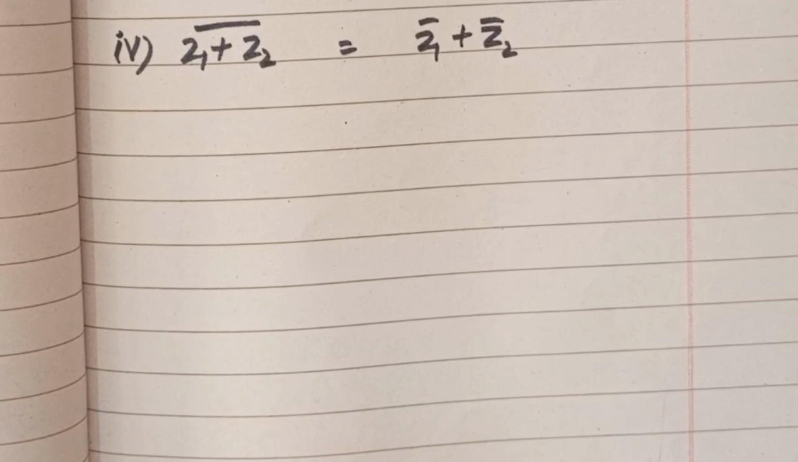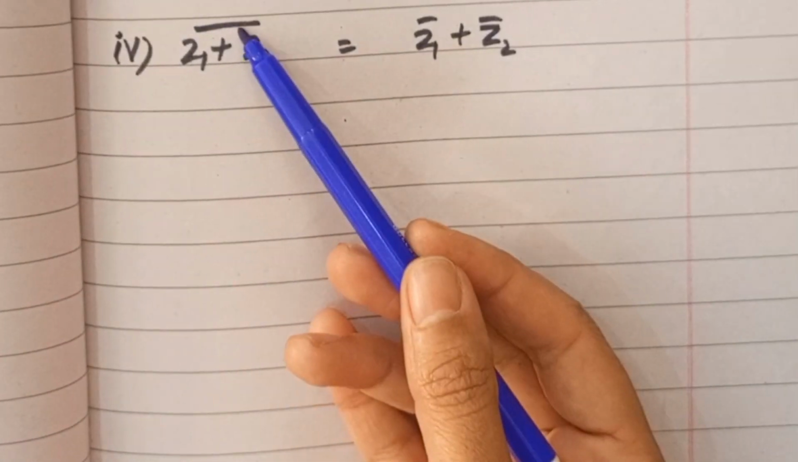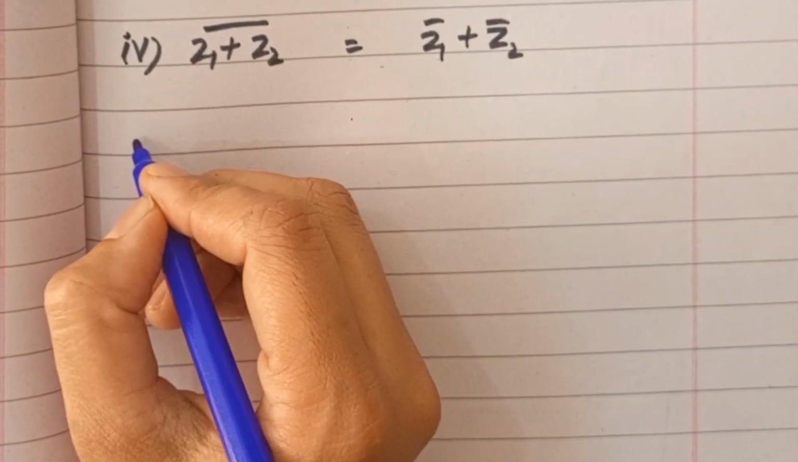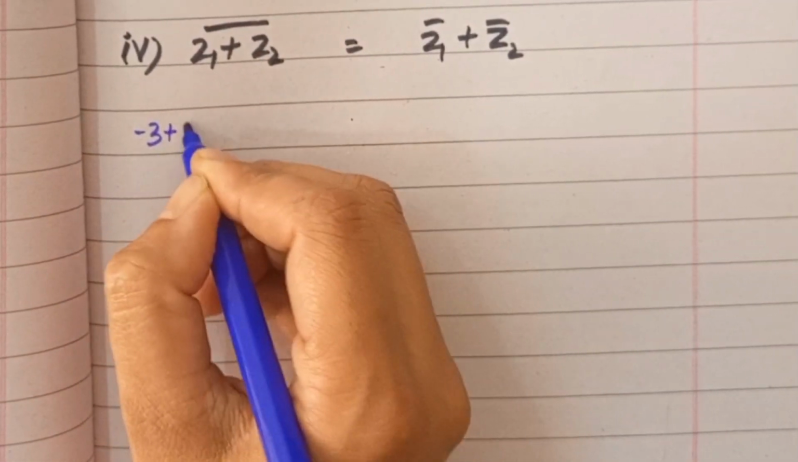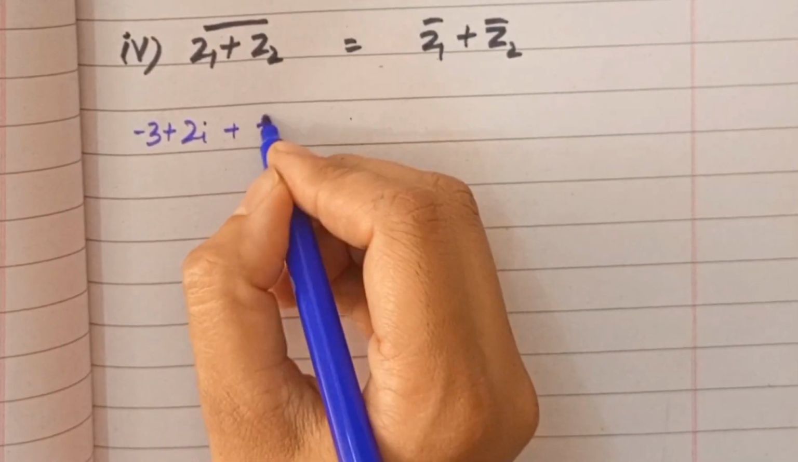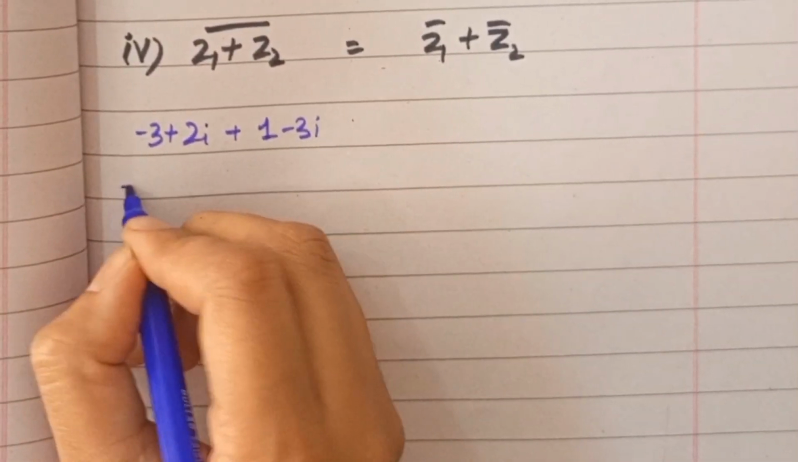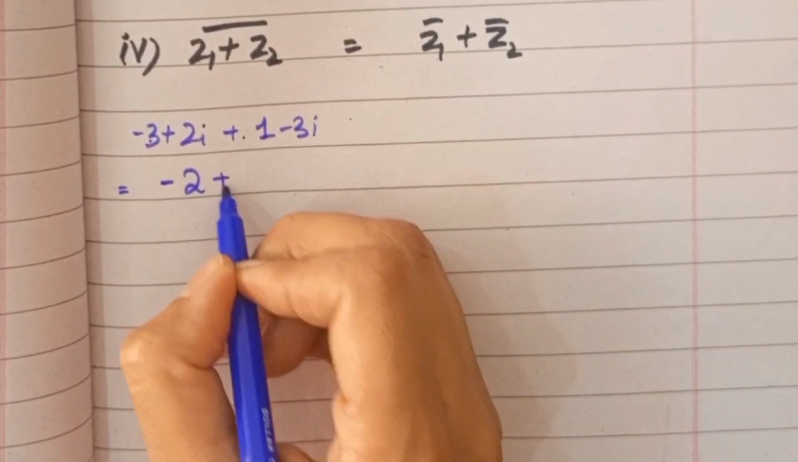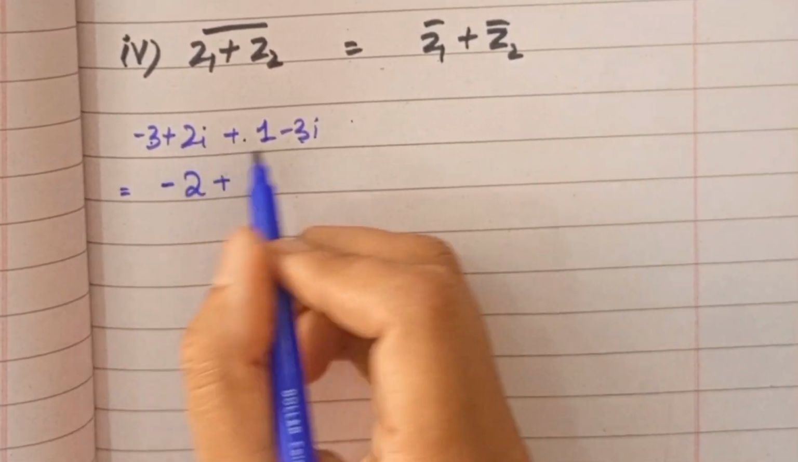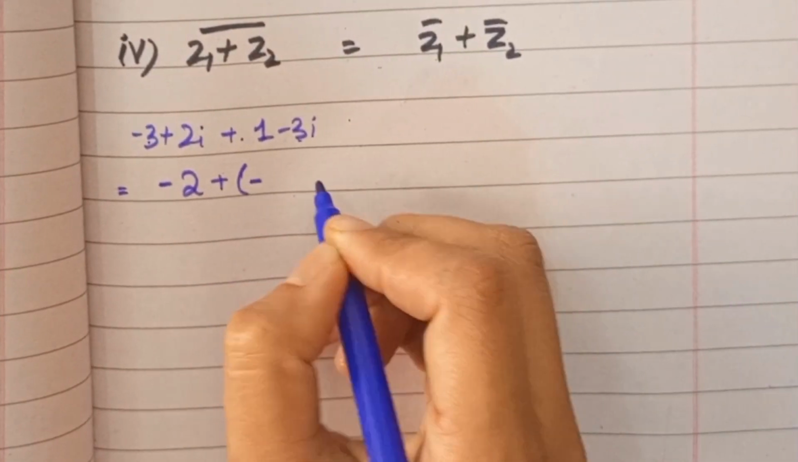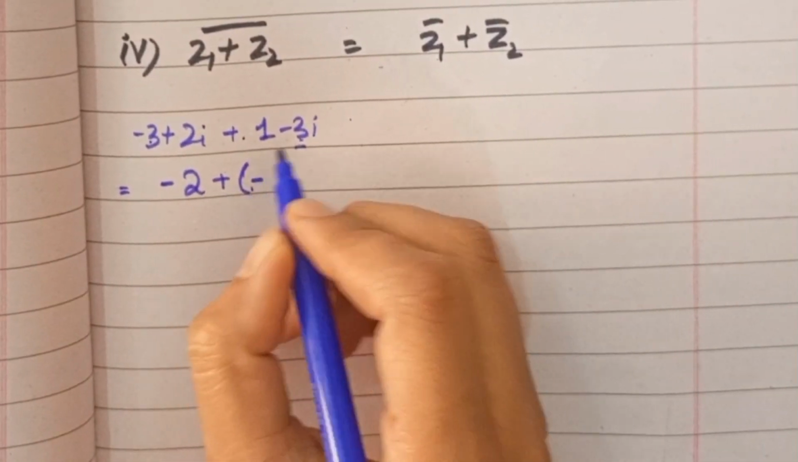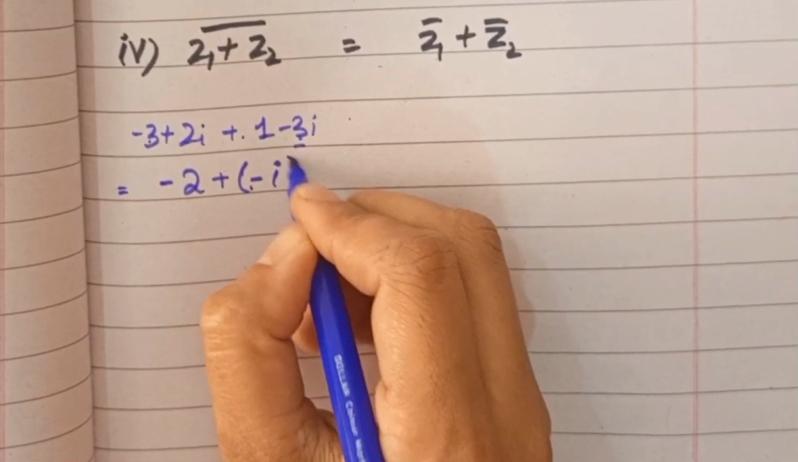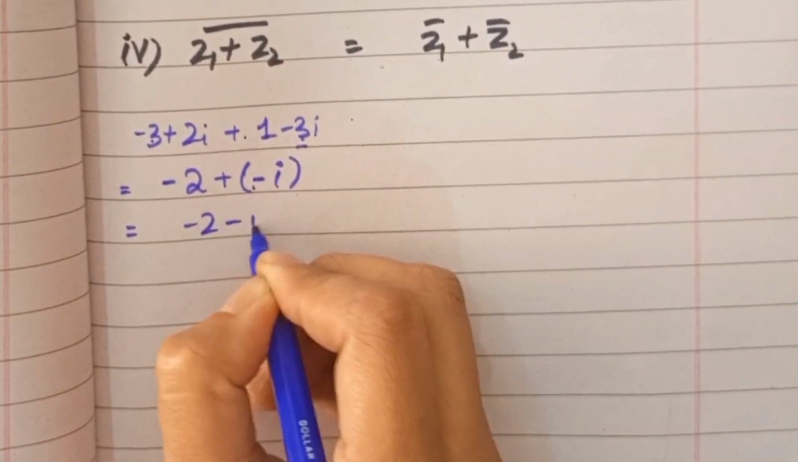Okay, so now we will do part number 4. Z1 plus Z2 whole conjugate equals Z1 conjugate plus Z2 conjugate. As we know that Z1 is minus 3 plus 2 iota and Z2 is 1 minus 3 iota. Minus 3 plus 1 is minus 2, and minus 3 iota plus 2 iota. We will put the sign negative because the bigger number has negative, and we will do the operation minus. 3 minus 2 is 1. So we will write iota. It can also be written as this.